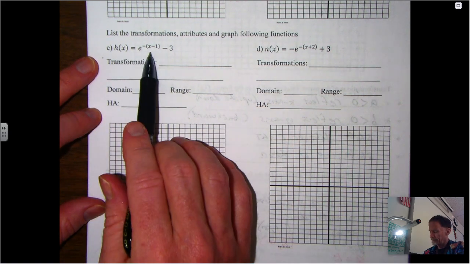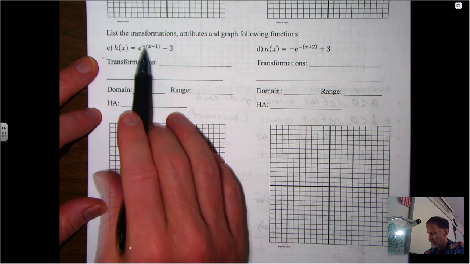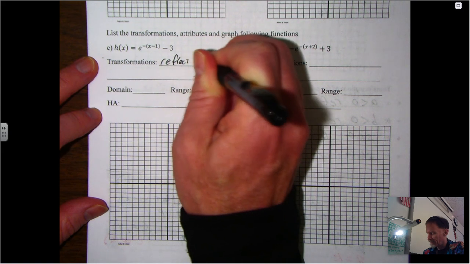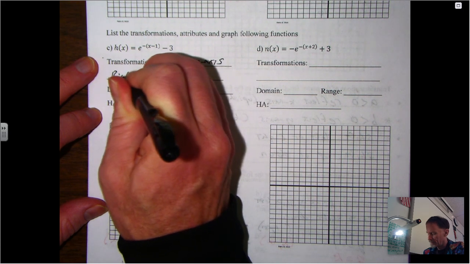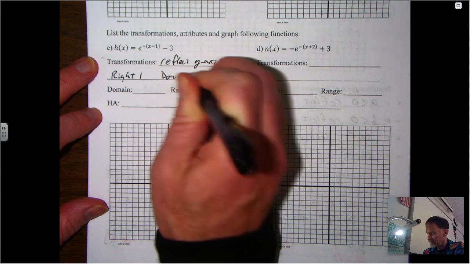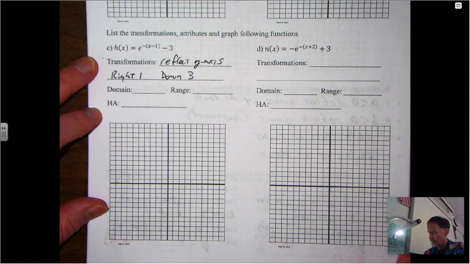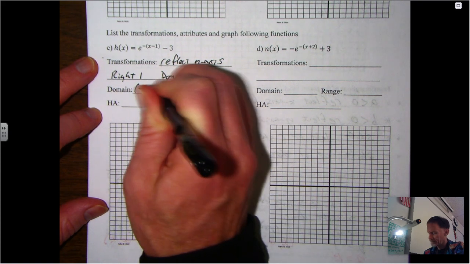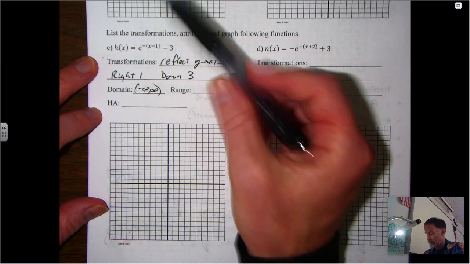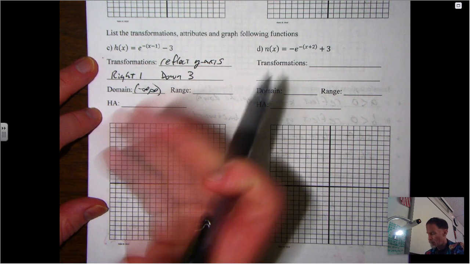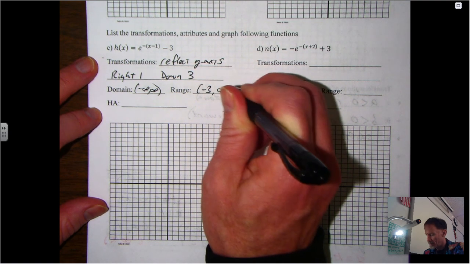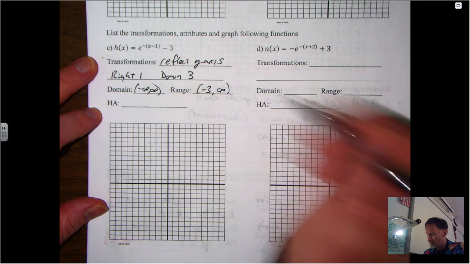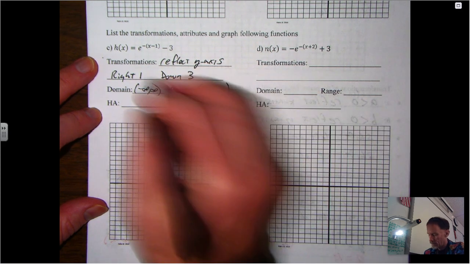Okay, so for part C, negative up in the exponent, that's our B value, so that's a reflect across the y-axis. And then it's going right 1, down 3. Okay, domain always the same. Now notice my range here is like the parent function. It's not going over the x-axis, it's going over the y-axis, which doesn't change the range. So in this case, it's going to be from negative 3 to infinity. Remember, that's always the k value, k to infinity. And then the HA, y equals k.